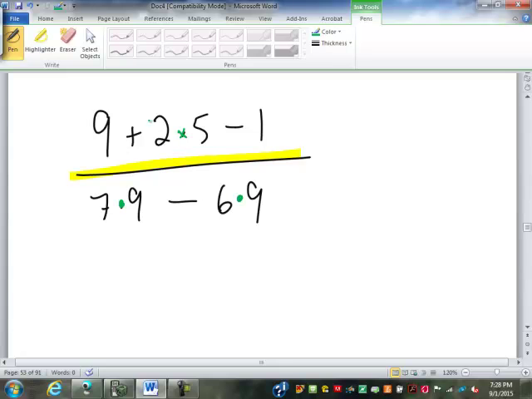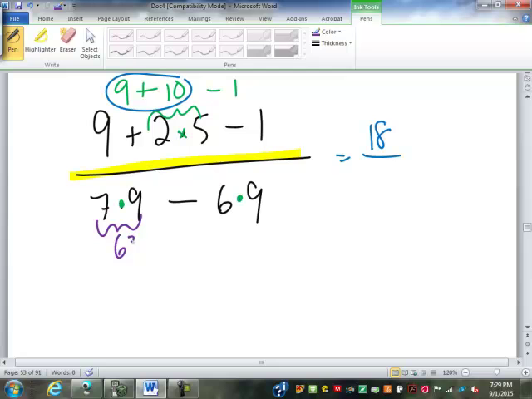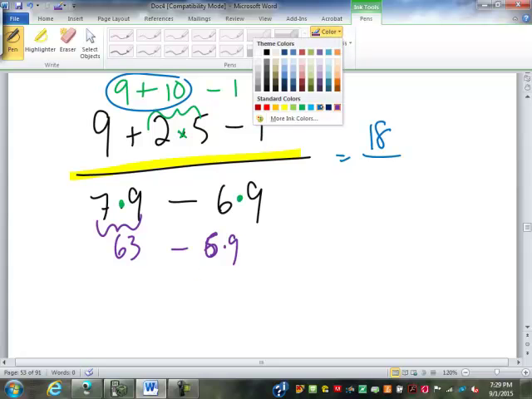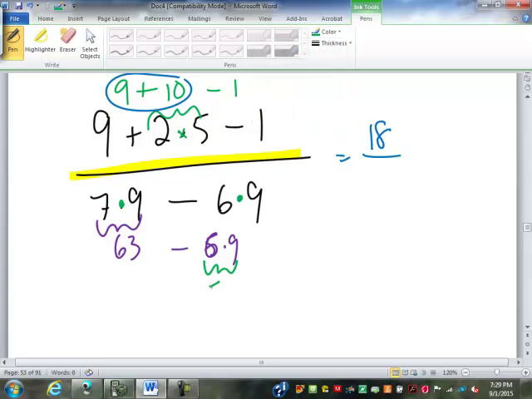So 2 times 5 is just 10. Okay. Perfect. 9 plus 10 is 19, minus 1 is 18. On the bottom, we do have 7 times 9, which is 63. Then we have the 6 times 9, which is 54. So 63 minus 54 is 9. So this is 18 over 9 or 2. Perfect.